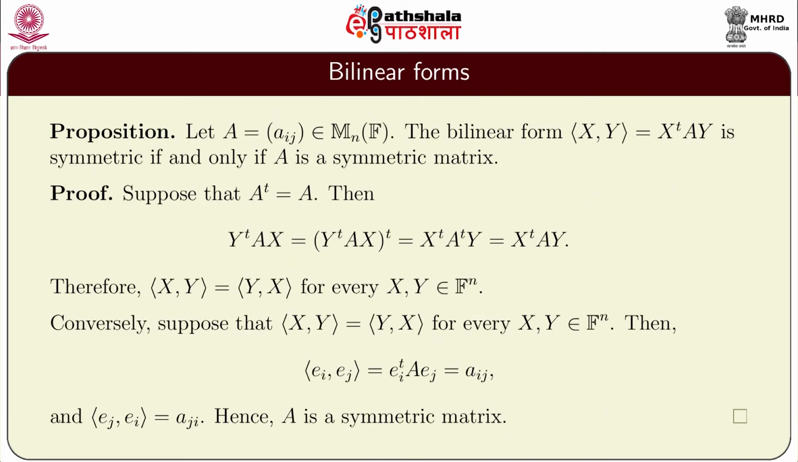A proposition: let A be an n cross n matrix over F. Aij denotes the ijth entry of A. Then the bilinear form given by inner product x, y equal to x transpose A y is symmetric if and only if A is a symmetric matrix. So, symmetric bilinear forms are given by symmetric matrices if it is of the form x transpose A y.